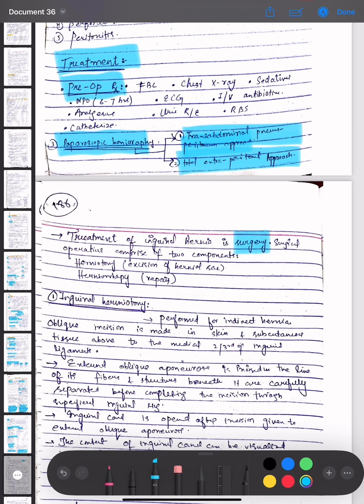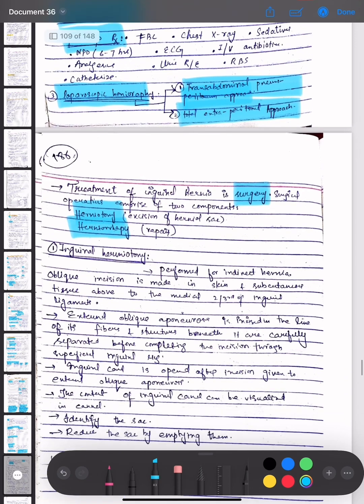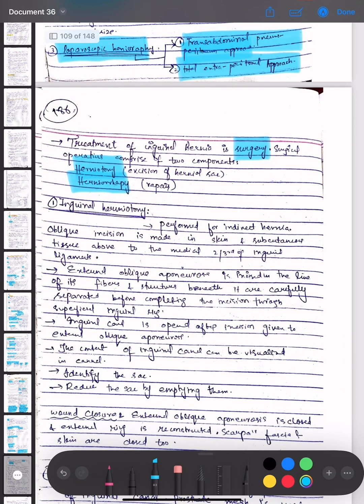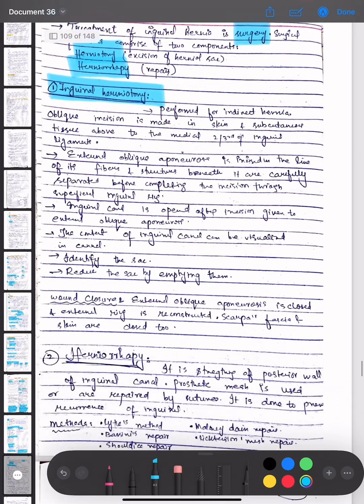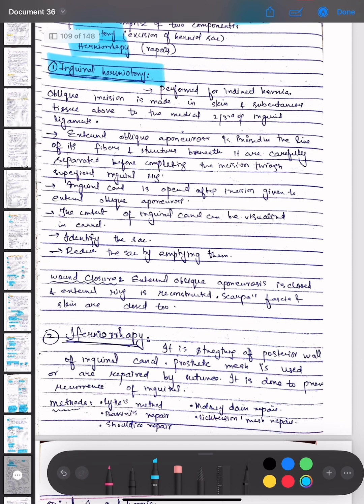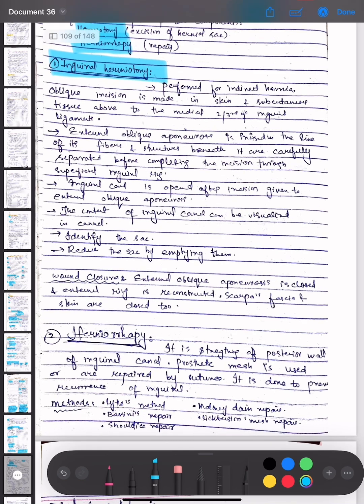Surgical operation comprises two components, herniotomy and herniorrhaphy. Herniotomy is excision of the hernial sac and herniorrhaphy is the repair. The inguinal herniotomy is performed for indirect hernia. An oblique incision is made in the skin and subcutaneous tissue above the middle two-thirds of the inguinal ligament. The external oblique aponeurosis is incised in the line of its fibers, and the structures beneath it are carefully separated before completing the incision through the superficial inguinal ring.